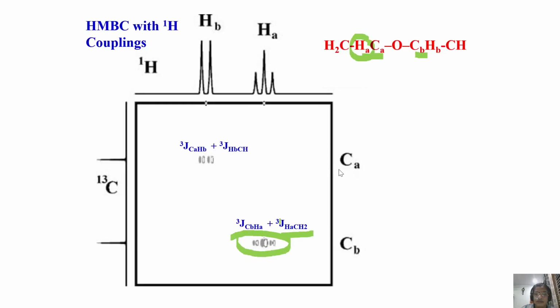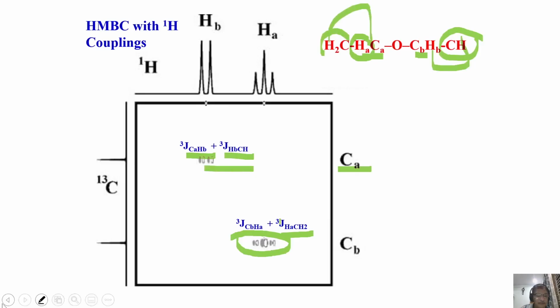Now look at Ca. This is going to be Ca-Hb coupling, plus you are having coupling between Hb and the CH. So fantastic, long range couplings of the protons are also reflected here. So this is because of the additional groups here, addition of these groups, coupling between this and this is reflected, coupling between this and this is also reflected here. So this is what happens if you bring in proton-proton couplings also in the HMBC spectrum and HSQC spectrum.